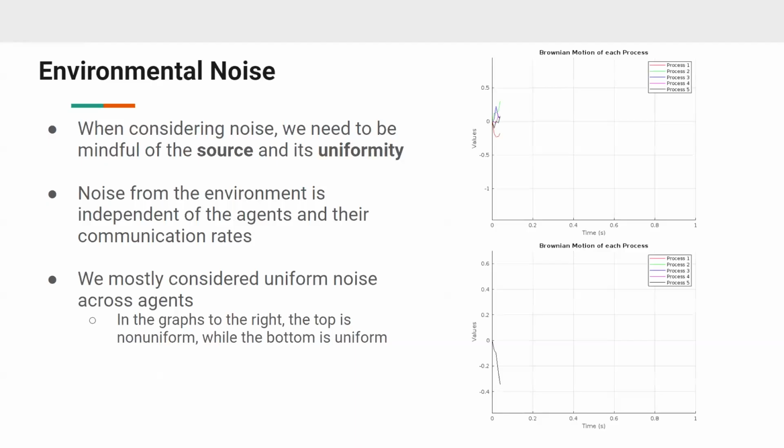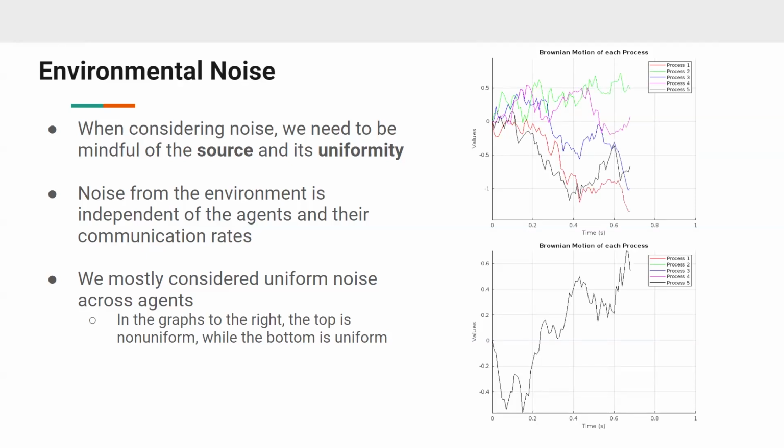In the stochastic case, we have to consider what kind of noise we're talking about. We're talking about environmental noise, which essentially means it's independent of the agents and also independent of the communication rates. Think of, for example, a sudden gust of wind at one particular spot as the birds are flying, right? That's not something that's typically accounted for in the model, but via random noise, we can take care of it.